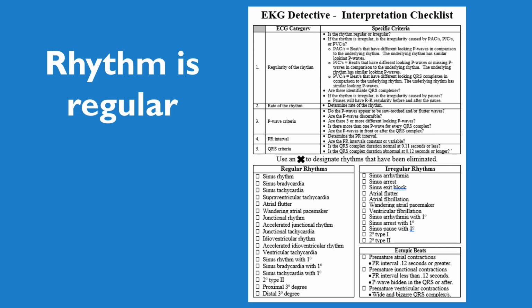For those of us who are using the EKG Detective checklist, since the rhythm is regular, we'll be able to get rid of any rhythms that are irregular. And we can also get rid of ectopic beats, because ectopic beats actually are beats that create irregularity, and since we have a regular rhythm, we can get rid of all of those rhythms from the checklist.